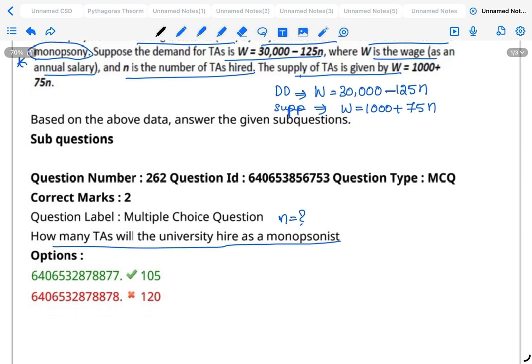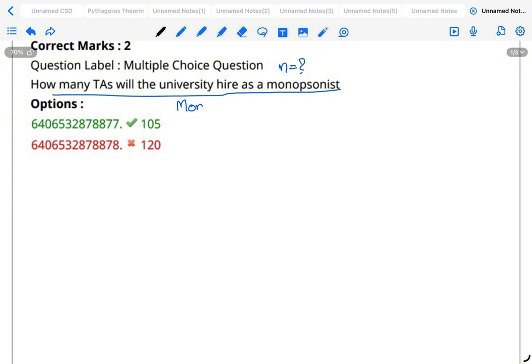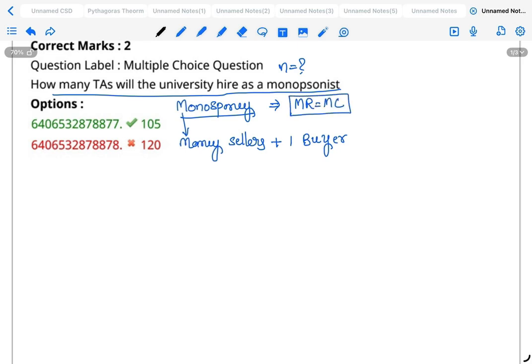Okay, very, very important: monopsony. Monopsony means many sellers and one buyer. The profit maximizing condition for a monopsony is MR equals MC, where MC is marginal cost.